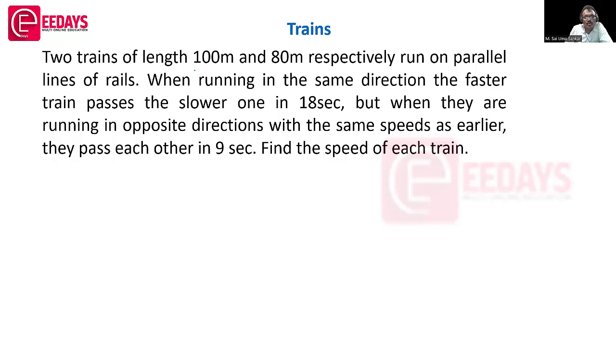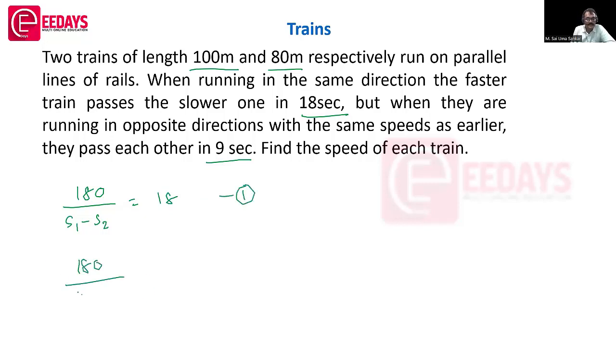Next, two trains of length 100 meters and 80 meters respectively run on parallel lines of rails. When running in the same direction, the faster train passes the slower train in 18 seconds. But when they are running in the opposite direction at the same speeds as earlier, they pass each other in 9 seconds. Find the speed of each train. We don't know the speeds. Total 180 by, and for the same direction, S1 minus S2 is equal to 180 by 18 seconds. This is the first equation.